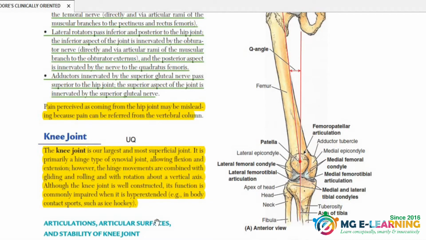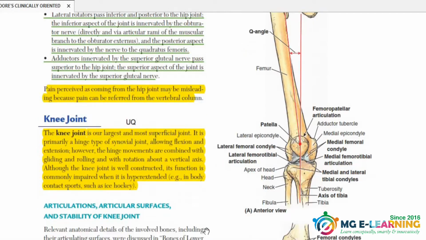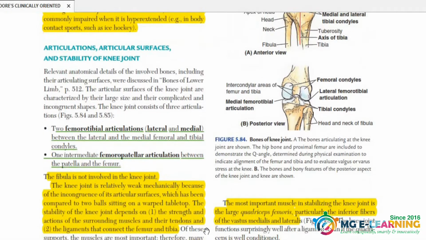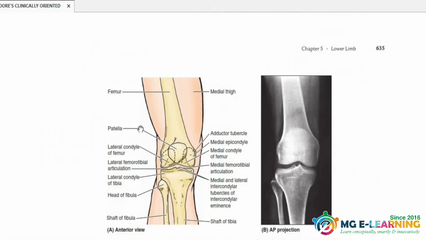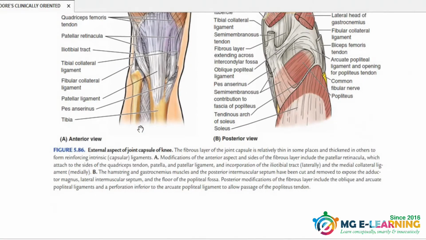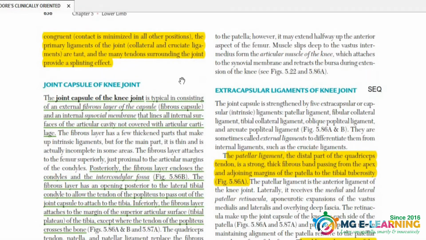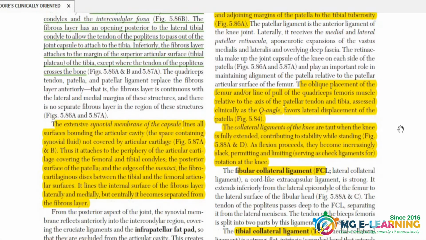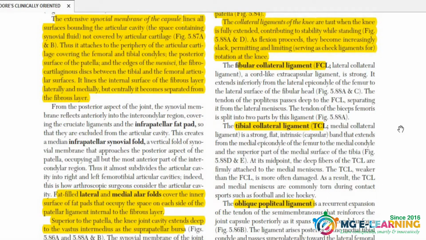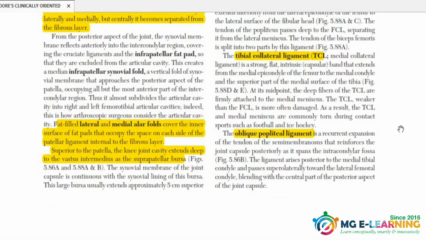Next we move on to the knee joint. It is also very important from the UQ point of view. Same is the case, you have to know its articular surfaces, this one, and its ligaments, blood supply, nerve supply, and their movements. This one is the joint capsule, meaning ligaments, extracapsular ligaments. It is also important from the SEQ point of view. You have to know the names of the ligaments and their attachments.